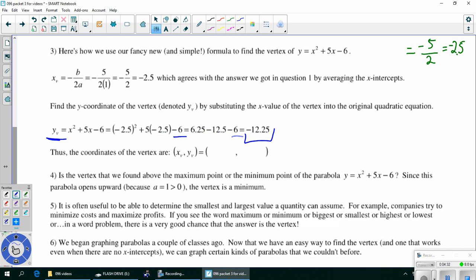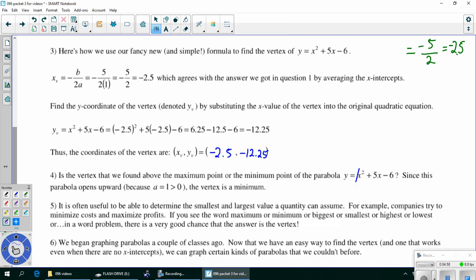So that means that both coordinates of the vertex are negative 2.5 and then negative 12.25. And you can check the graph and make sure that you agree that that jives with the picture. So in this particular case, is the vertex that we found above the maximum point or the minimum point of this parabola? Well, that parabola opens upward. I know because I'm looking at the picture, but I should also know because the value of a in this case is positive 1.